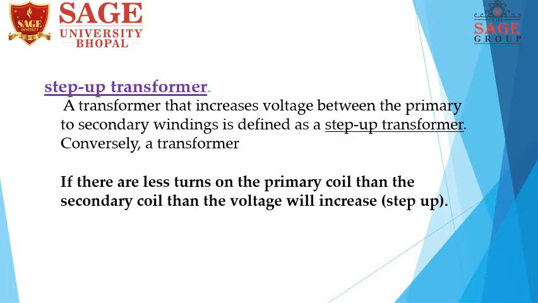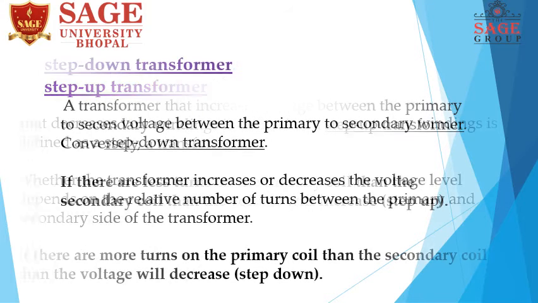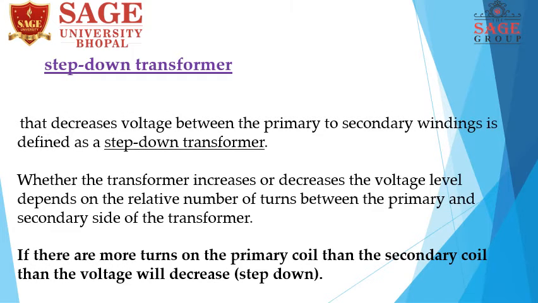And if you talk about the step down transformer, the voltage is decreased between the primary and secondary winding. In a step down transformer, there are more turns in the primary coil than in the secondary coil, so the voltage will decrease, step down.